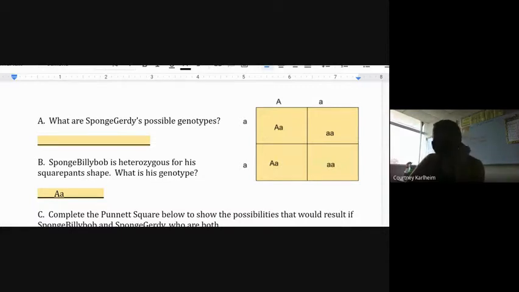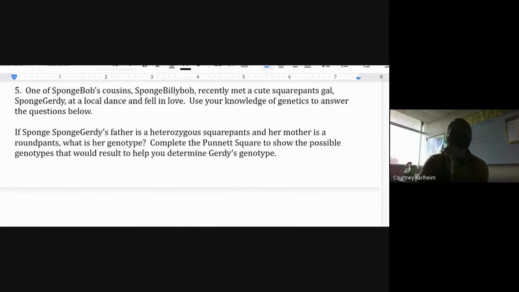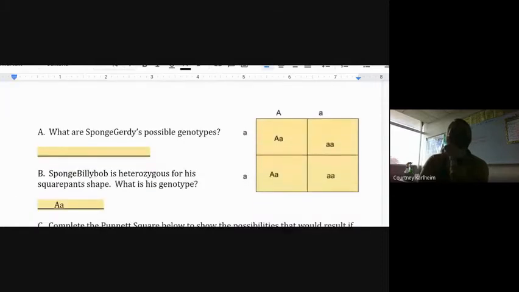It should look like that. And then we're going to use the square to answer the question. It says, what are Sponge Gertie's possible genotypes? And we know from up here, I'll go back down, that she is square pants, and square was the dominant gene. So what are her possible letter combinations based on this box?